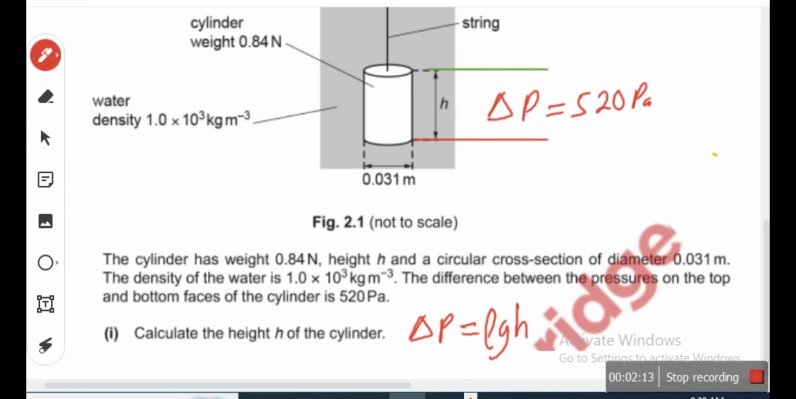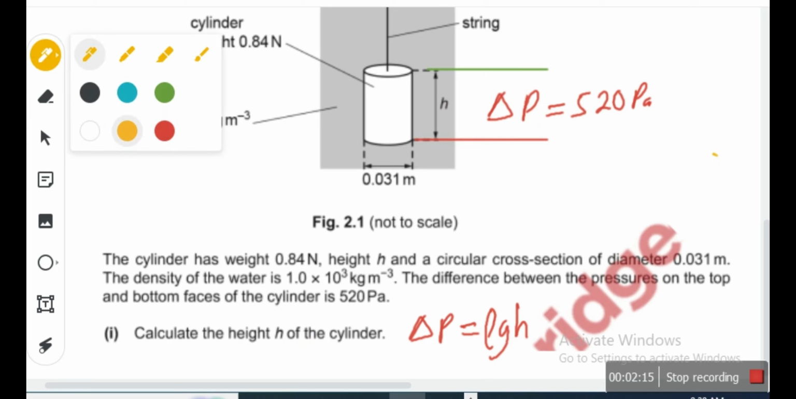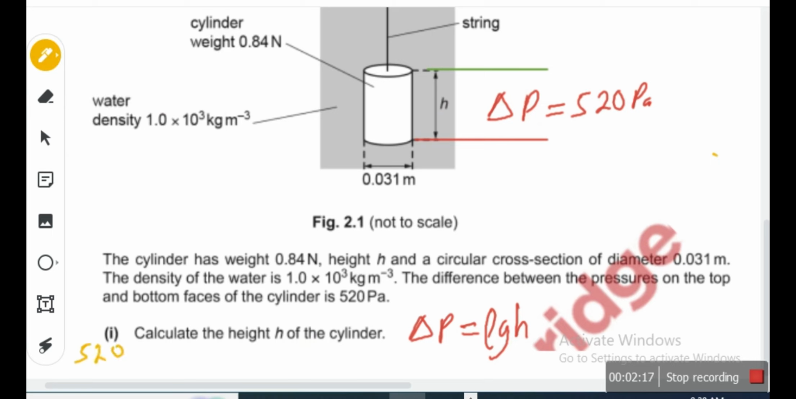So you just simplify, isn't it? Please, I need you to use your calculator quickly. So 520 is equal to, what's the density of the water? 1.0, that's 1000, times g, 9.81, times h. So just find h quickly. So height is what? Very quickly. Use your calculator, please, so that we don't waste time.